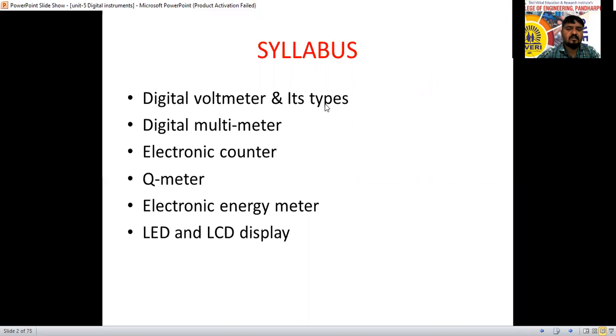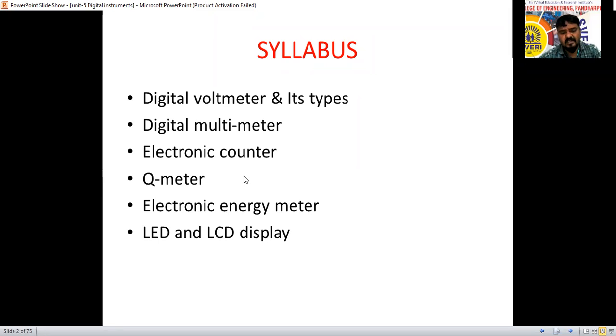See here, how many points are there? 1, 2, 3, 4, 5, 6. Total 6 equipments we are going to discuss. In one class, 2 equipments we can discuss. It will not take much time. I told that hardly it will take 5 to 6 hours to finish your whole syllabus. For that reason, we'll go very slowly.